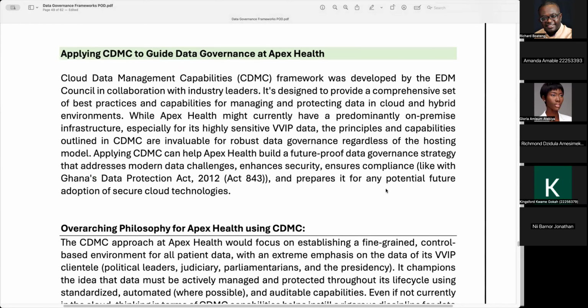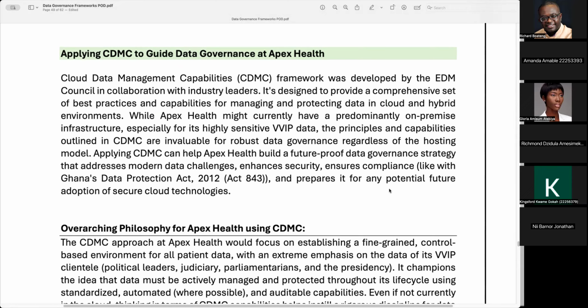It provides that comprehensive, integrated architectural blueprint for governance. Okay, one framework left to explore in the Apex context. CDMC, the Cloud Data Management Capabilities Framework. Now, even if Apex Health is primarily operating on-premise, you mentioned its control-oriented principles are still highly valuable, right? How would it apply? Absolutely.